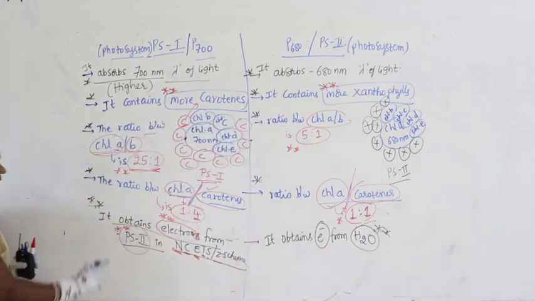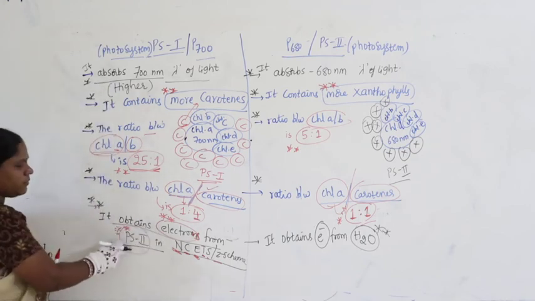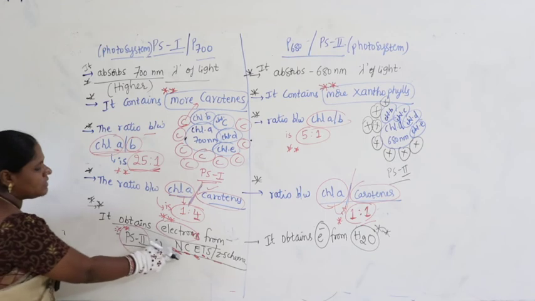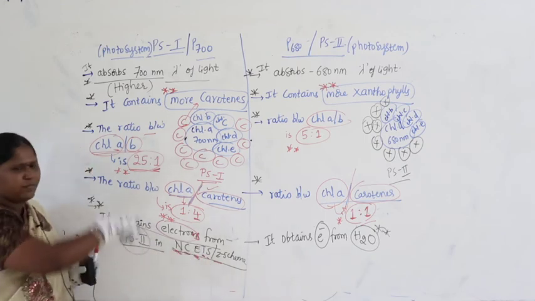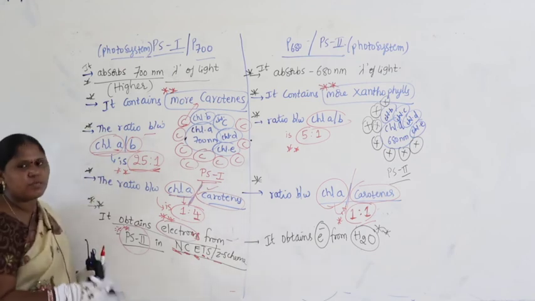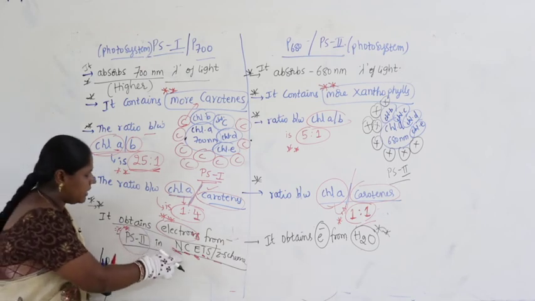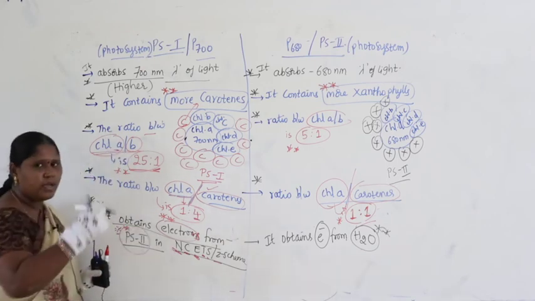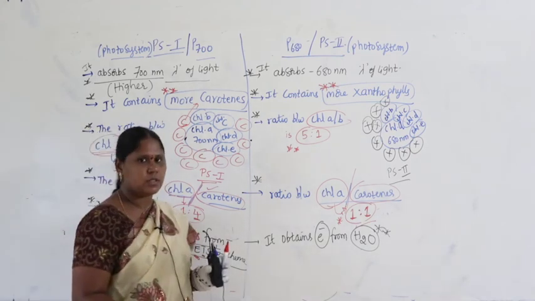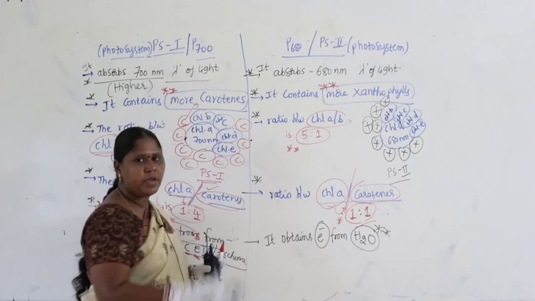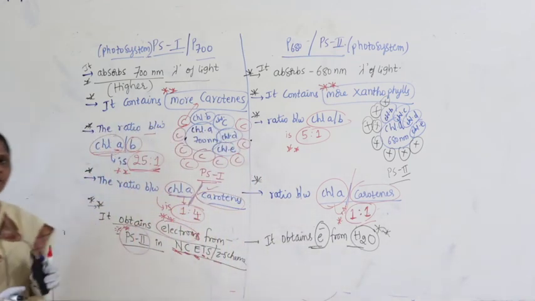Got it? I hope you are very clear. PS1 obtains electrons from where? From PS2, in the non-cyclic electron transport system or Z scheme. If the question comes, everything has a possibility of getting questions. In the non-cyclic or Z scheme, PS1 gets electrons from PS2, and PS2 gets electrons from water. Very clear, right?